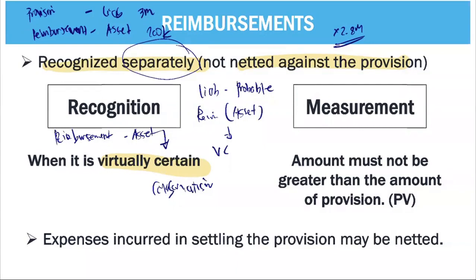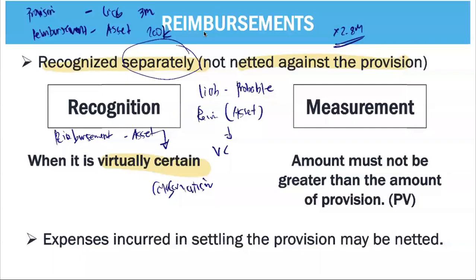Now we go to the measurement of your reimbursement. What amount should we place as the amount of your reimbursement? The amount must not be greater than the amount of your provision. It must be at present value also. Take note here, guys, in your reimbursement, since you will only reimburse your loss, your reimbursement must not be greater than your loss. Okay? Because if your reimbursement is greater than your loss, then you already have a gain. That cannot be.